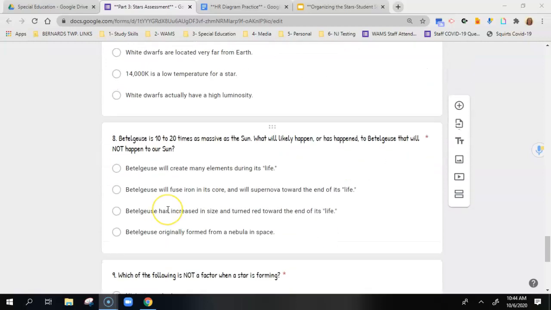Number 8. Betelgeuse is 10 to 20 times as massive as the Sun. What will likely happen or has happened to Betelgeuse that will not happen to our Sun? A. Betelgeuse will create many elements during its life. B. Betelgeuse will fuse iron in its core and will supernova toward the end of its life. C. Betelgeuse has increased in size and turned red toward the end of its life. Or D. Betelgeuse originally formed from a nebula in space.